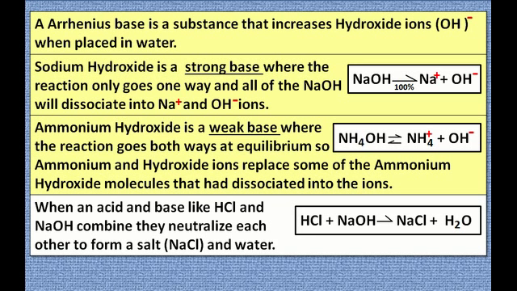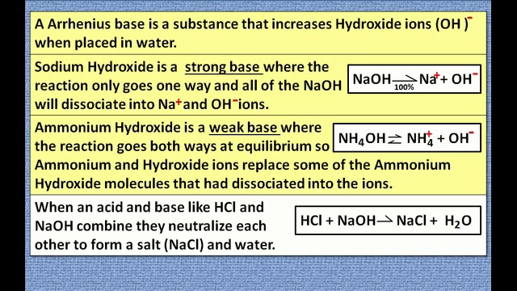An Arrhenius base is a substance that increases hydroxide ions when placed in water. Sodium hydroxide is a strong base where the reaction only goes one way and all of the sodium hydroxide will dissociate into sodium and hydroxide ions. Ammonia hydroxide is a weak base where the reaction goes both ways at equilibrium, so ammonium and hydroxide ions replace some of the ammonium hydroxide molecules that had dissociated into the ions.